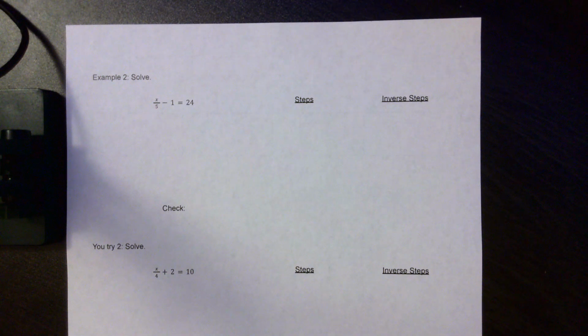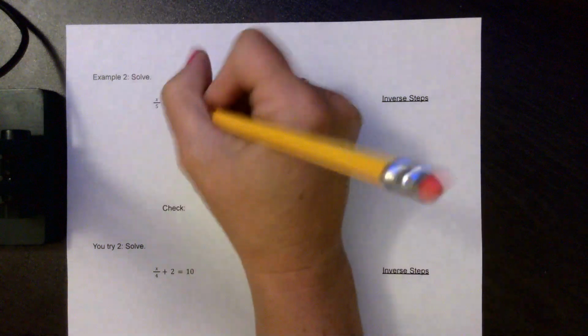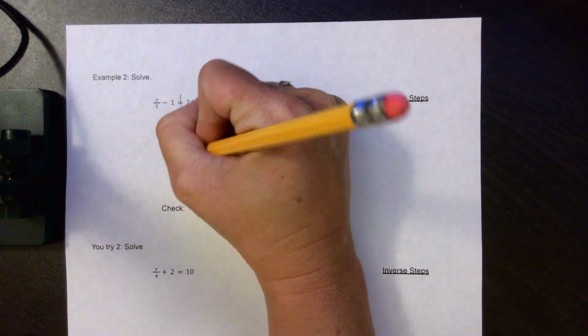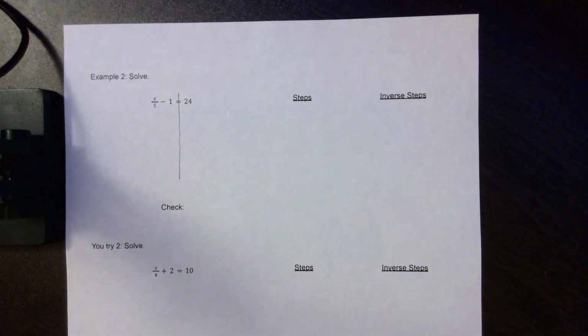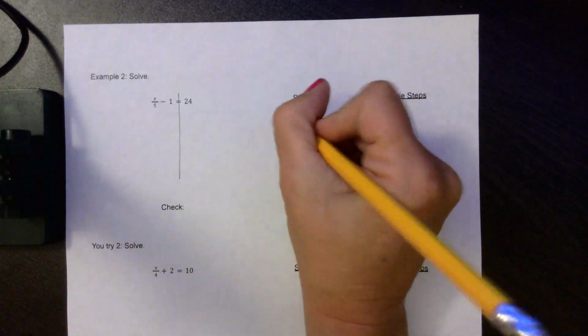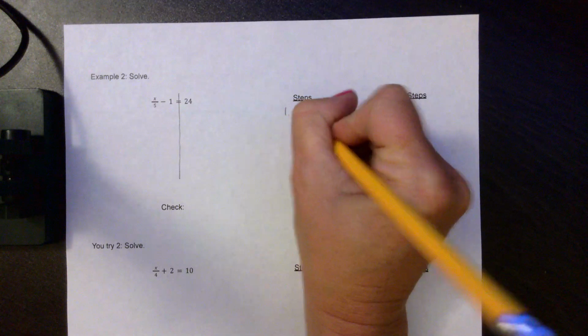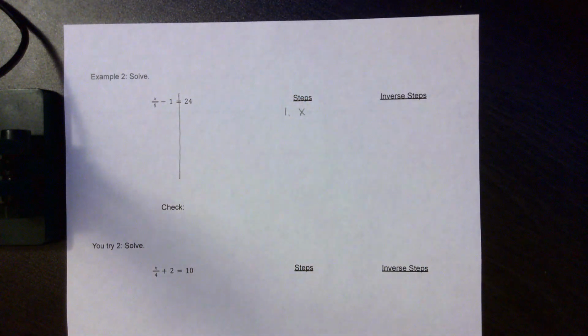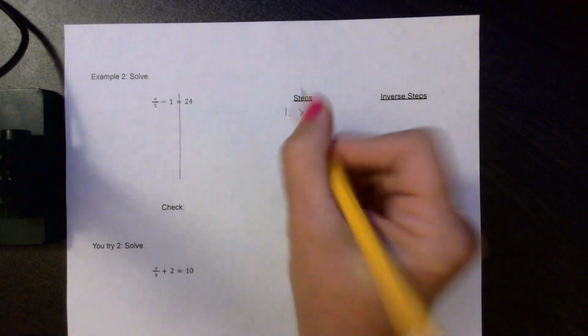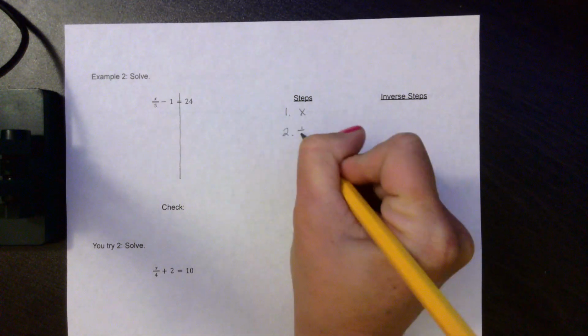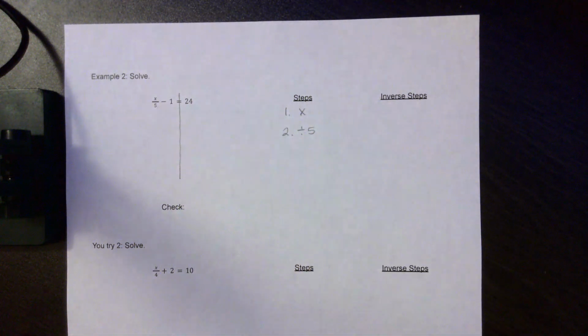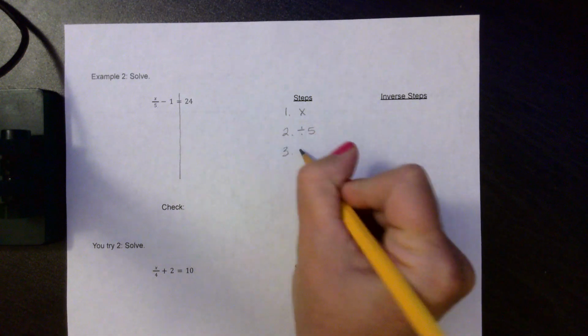Our goal is still to solve one variable equations using inverses, and now we're working on example number 2. So again, best practice, line down through our equal sign. We're identifying our steps. We're starting with x. Here, the next thing that happens is dividing by 5. Then we're subtracting 1.